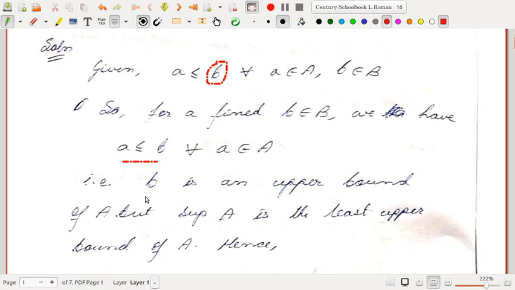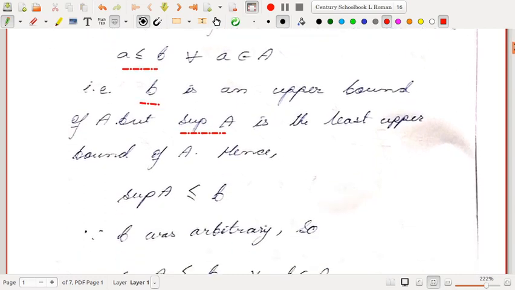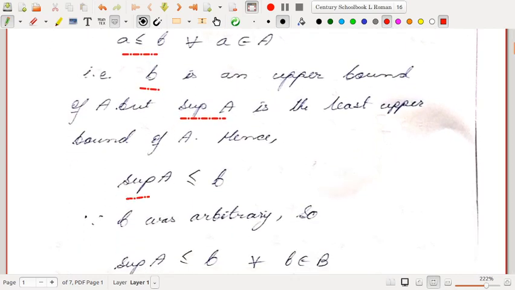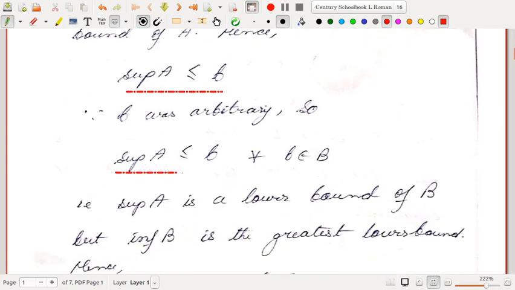That is, b is an upper bound of the set A, but supremum of A is what? It is the least upper bound. So what should be the relation between supremum of A and b? So we should have supremum of A less than or equal to b. But b was any given element inside capital B. That means ultimately what we see is that supremum of A is less than or equal to b for every b inside capital B. Take any b inside capital B, it will satisfy this condition, right?